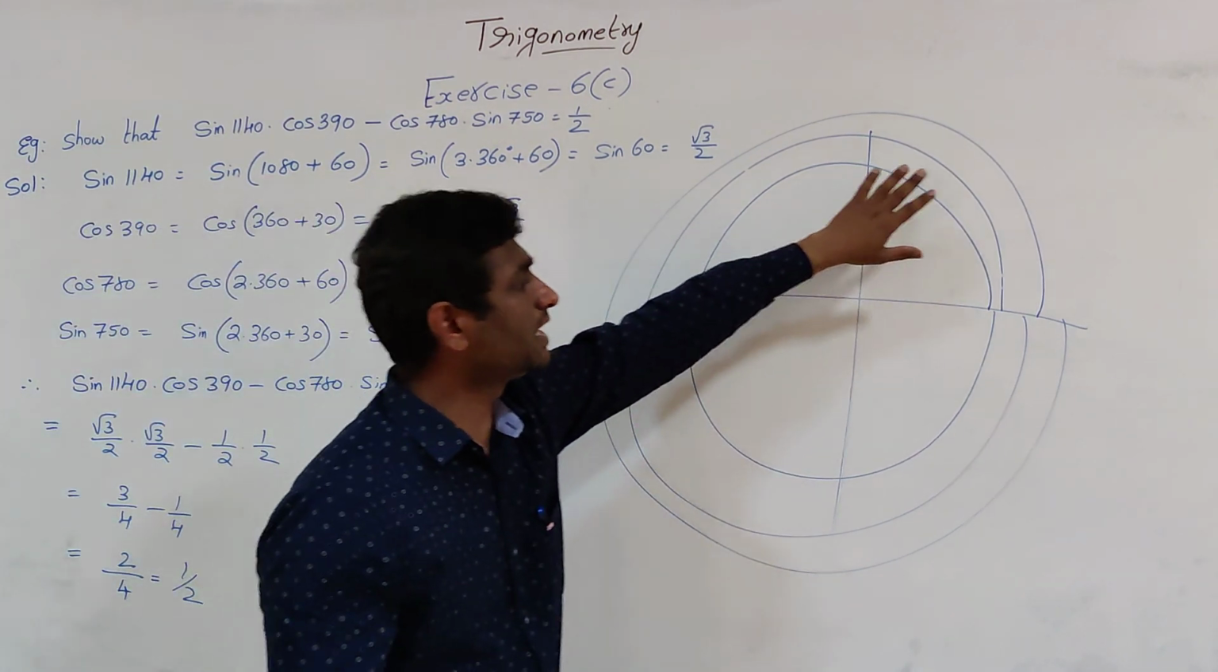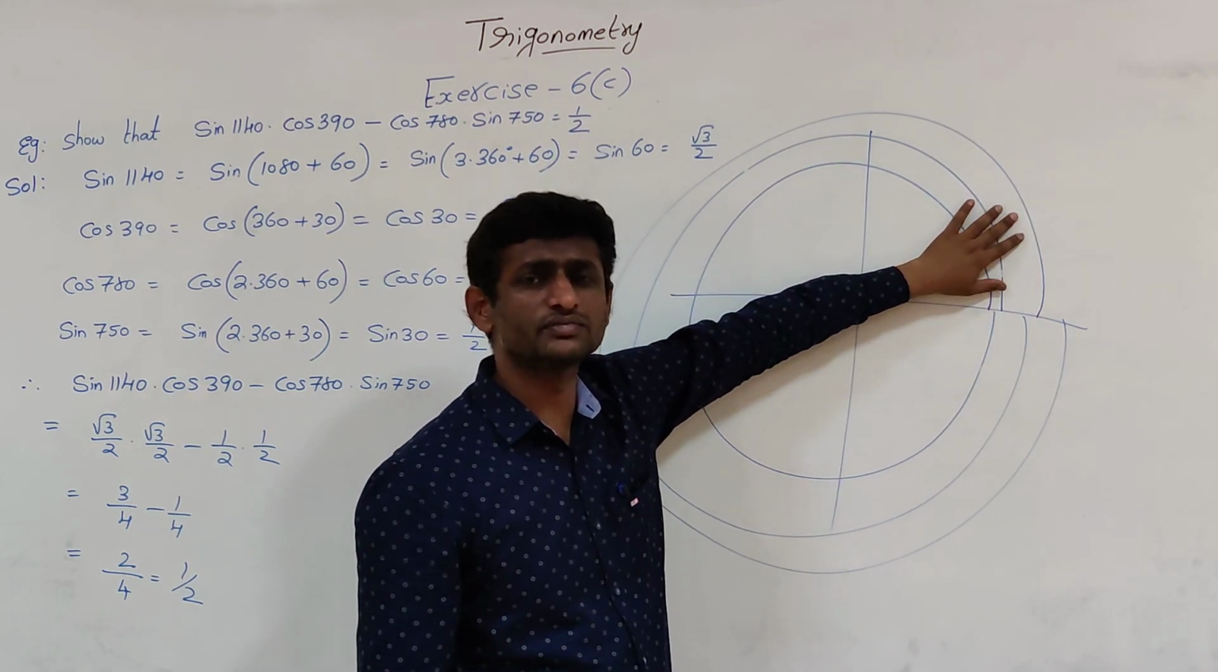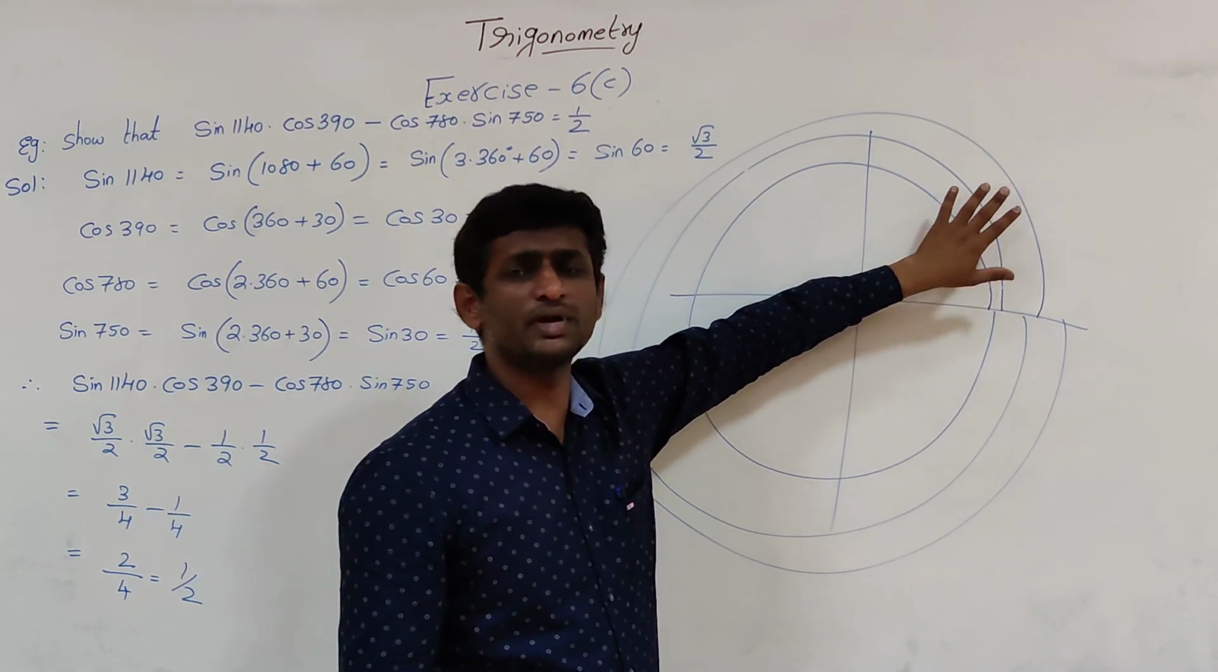360 plus 30 again lies in the first quadrant. 360 plus theta lies in the first quadrant, where all trigonometric ratios are positive.